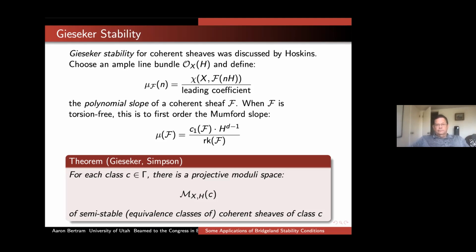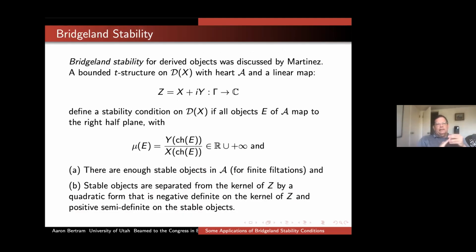On the other hand, you have Bridgeland stability. So in Bridgeland stability, again, this was discussed in Christian Martinez's talk, but here it's a stability on derived objects. So derived complexes of, let's say, vector bundles or coherent sheaves. And in order to do it, we need a slope, and we need an abelian category on which to compute the slope. So we get the abelian category A by choosing a bounded t-structure on the derived category.